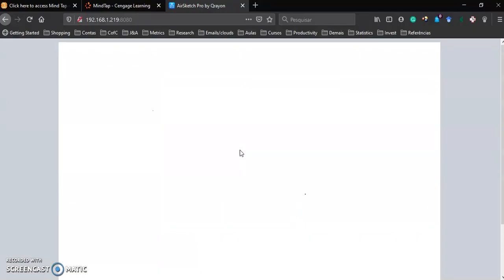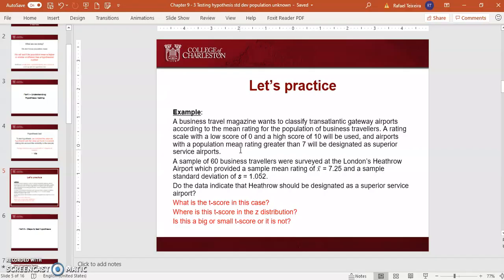So what we have is that the null assumes that all ratings are smaller than 7. So we always doubt that airports are good until we have enough evidence that they are. The evidence is that the ratings are higher than 7. So this is the null and alternative hypothesis.